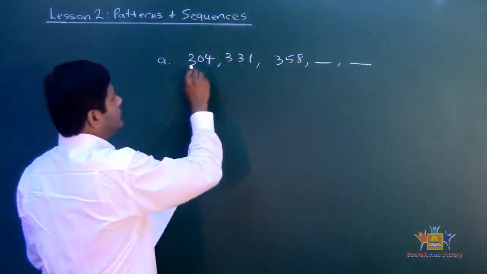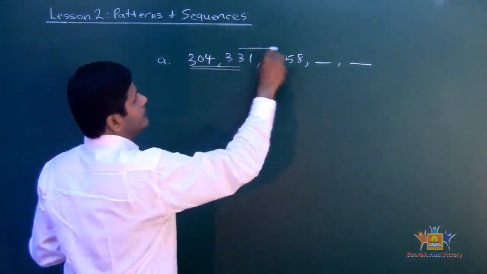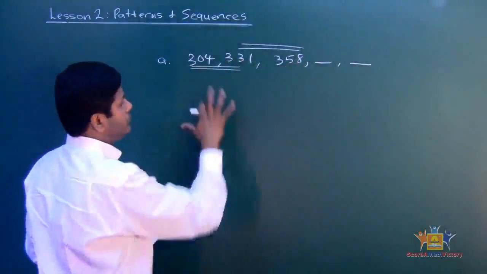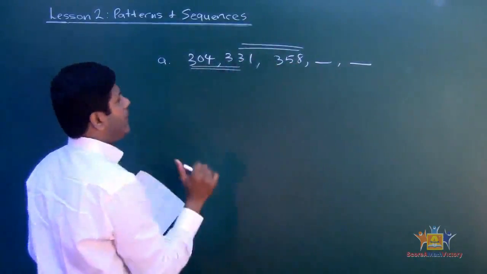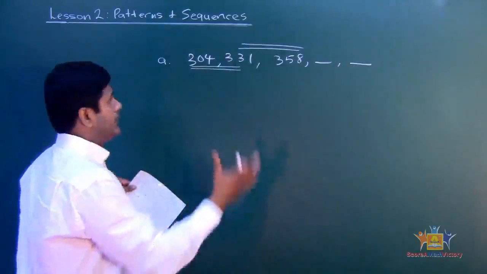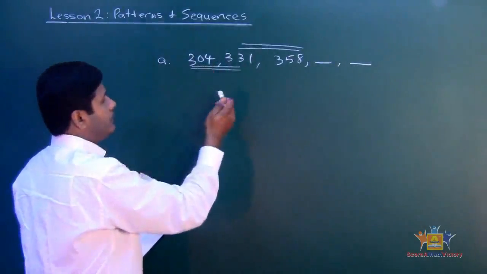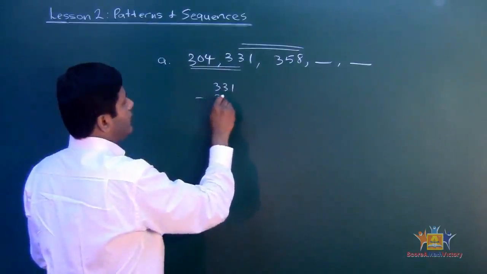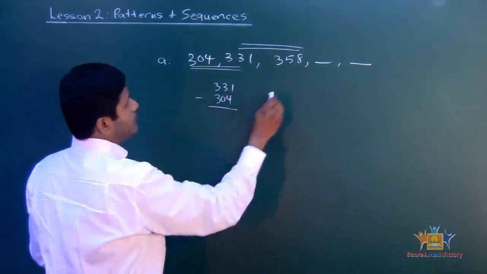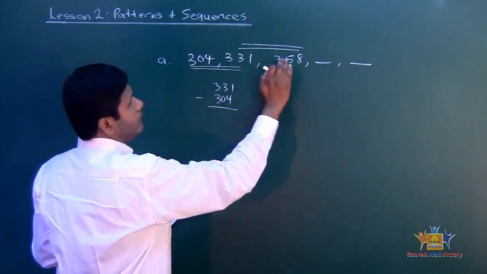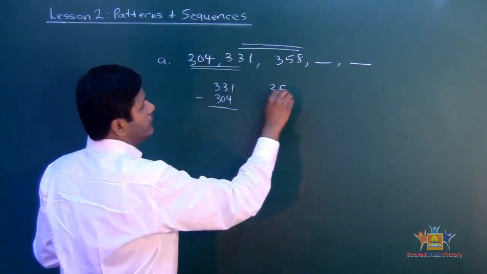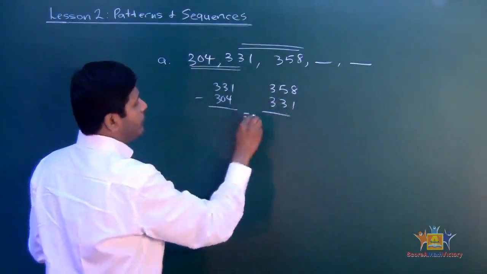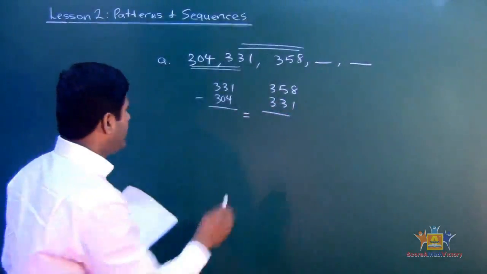We find 2 sets. One set of numbers and another set of numbers, a pair. Very important, it's going to be a pair. We take the second number minus the first number. So we take 331 minus 304, and that should equal the second set, 358 minus 331. They both have to be the same. Alright, so let's do that.